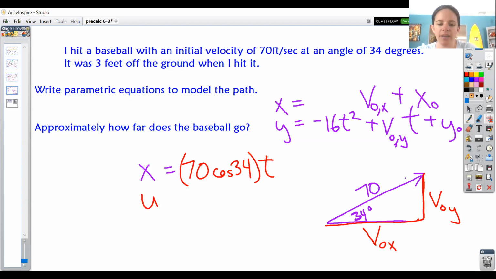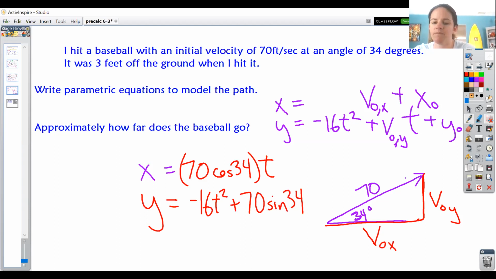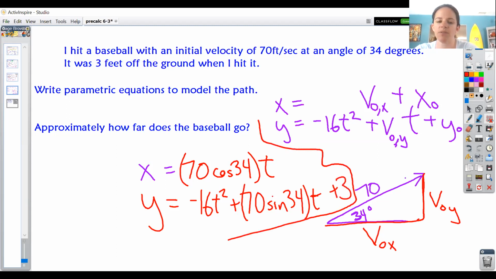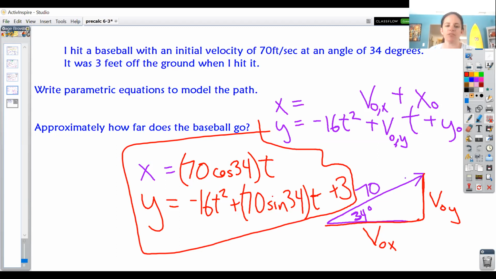And then y would equal negative 16t squared plus the y component of the velocity, which would be 70 times the sine of 34 degrees, times t, plus the initial y value, which is 3 feet off the ground. So these would be the parametric equations to model the path.